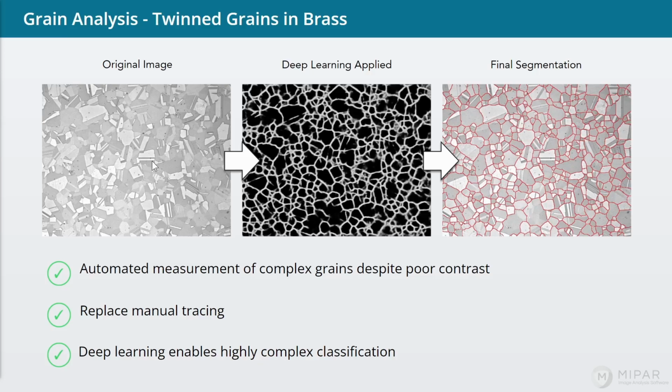In the past, this original grain information has been obtained with techniques like EBSD, which are much more costly than typical TEM. With deep learning, MIPAR has been able to teach a model how to differentiate grain boundaries from twin boundaries to obtain an accurate characterization of twinned brass grains without the need for expensive EBSD or time-consuming manual analysis.